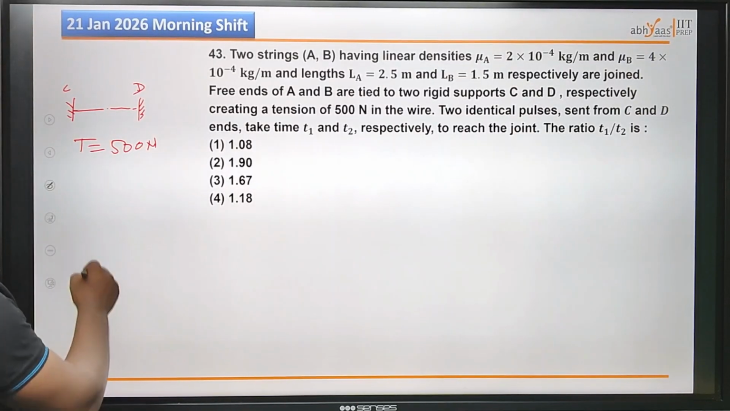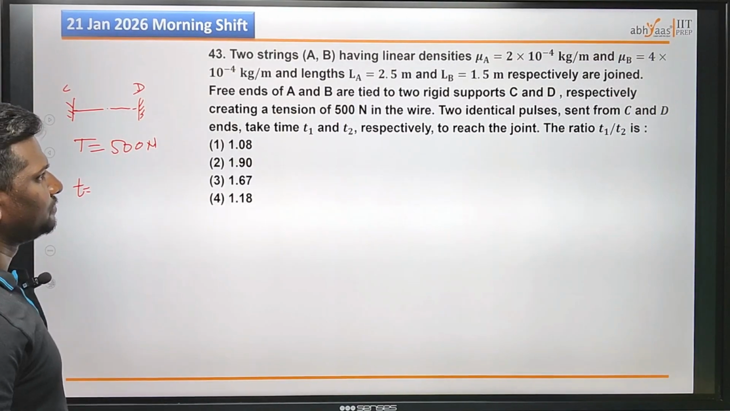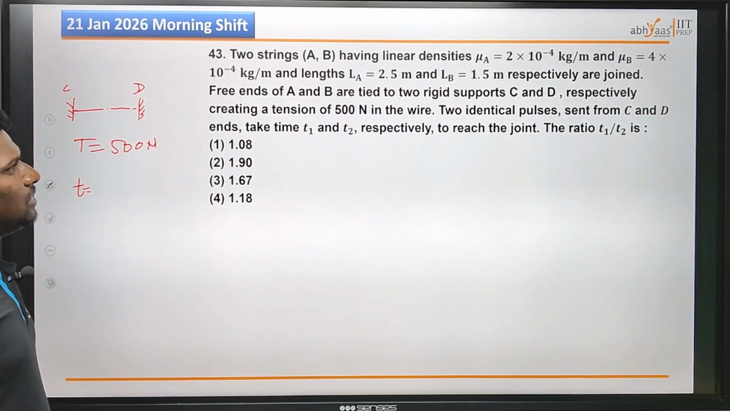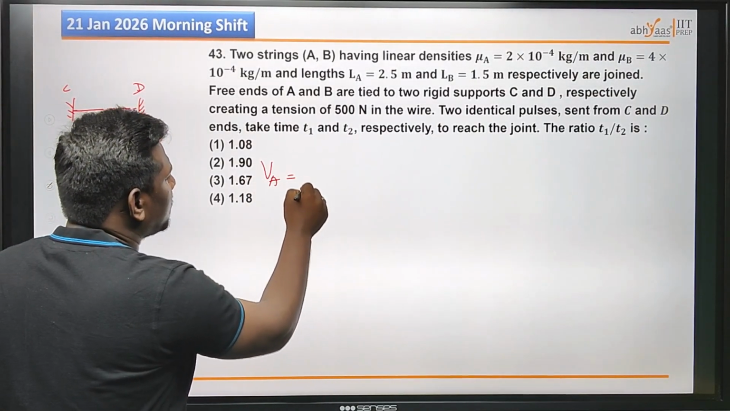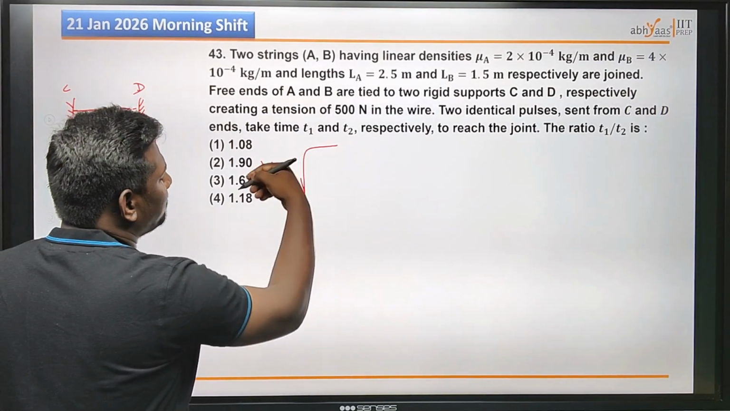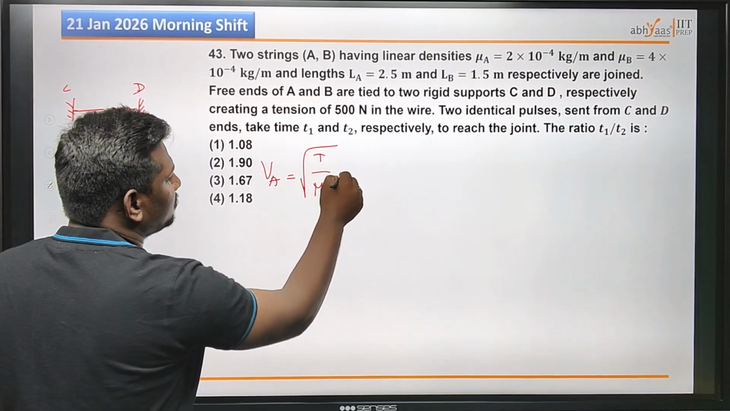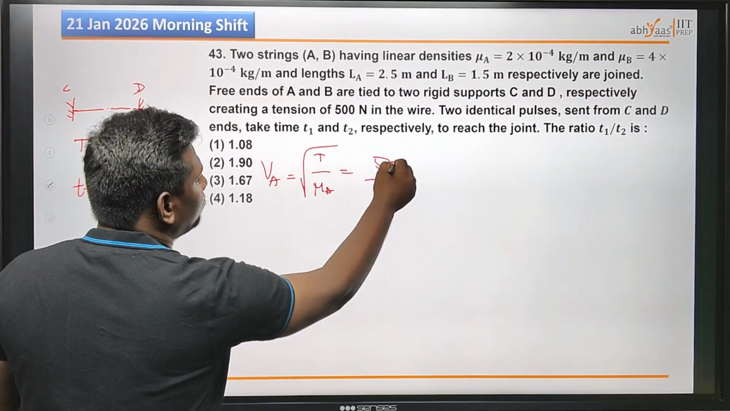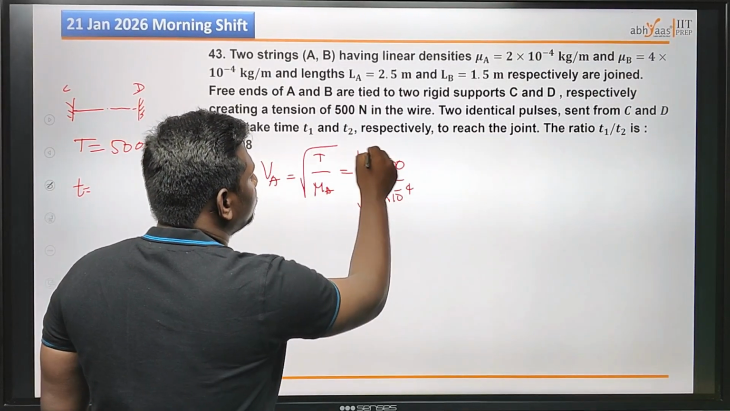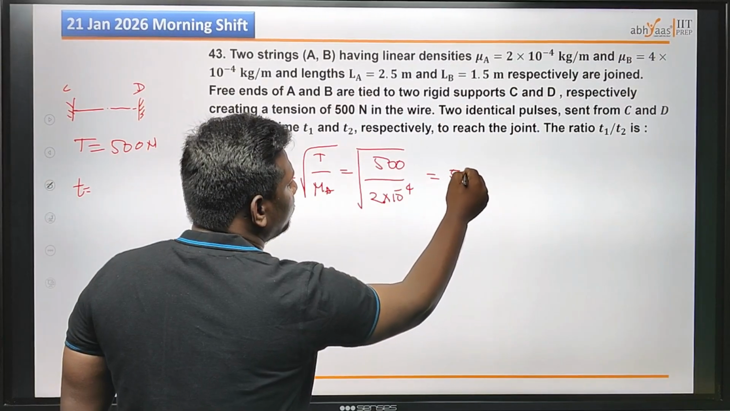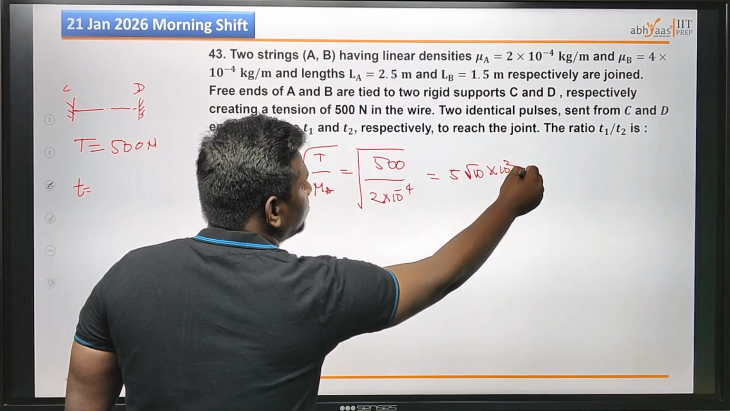What is the time? So see here. We know the velocity formula in strings. Velocity of A can be written as under root T by linear density mu A. What is T? 500. What is linear density? That is 2 into 10 to the power of minus 4. If you solve this, you will get 5 root 10 into 10 to the power of 2 meter per second.